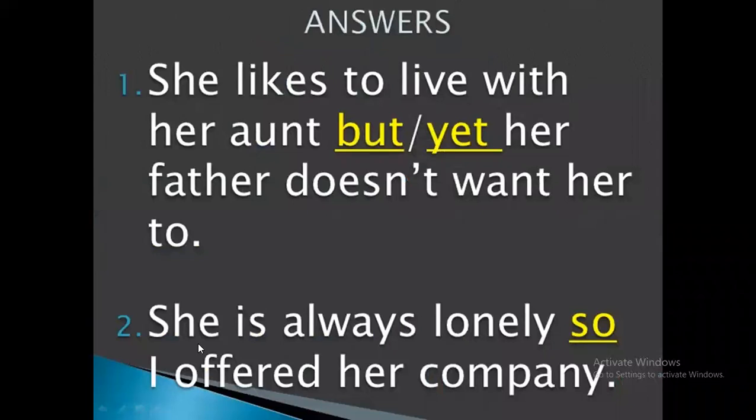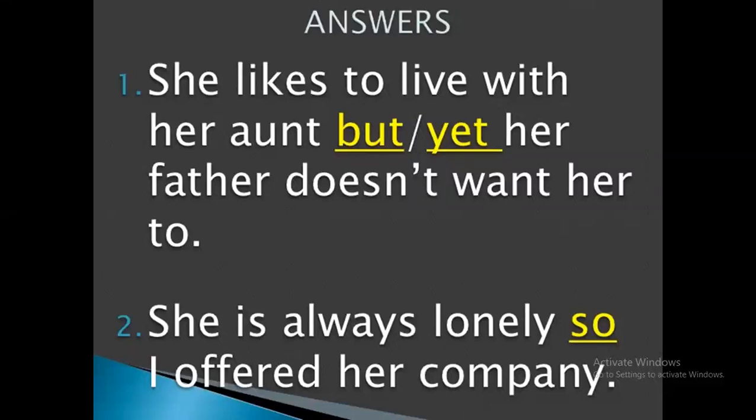So here we come to the answers. If you want, you can correct your sentences or you can write down the correct answers. She likes to live with her aunt, but her father doesn't want her to, or yet her father doesn't want her to. So in the contrast, you can use both but and yet interchangeably.